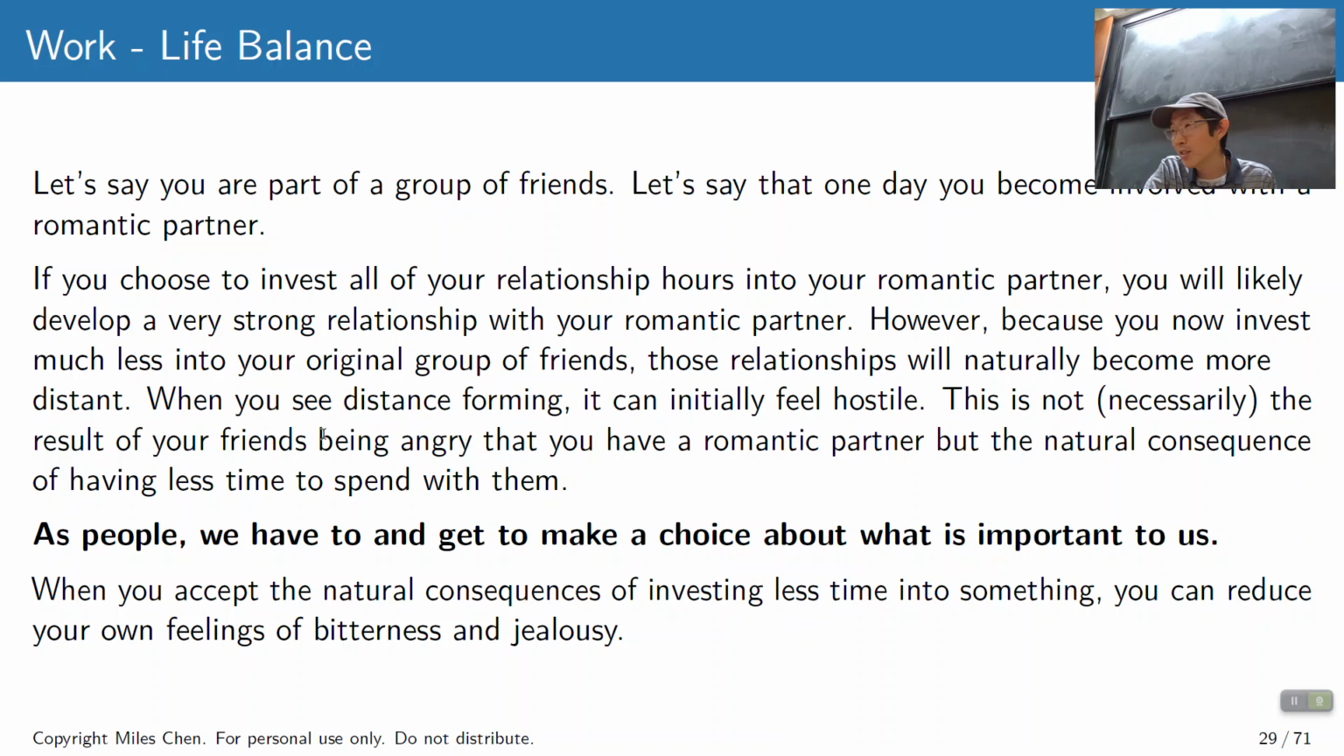And the great thing is you have freedom. You get to choose what's important to you. And I think people who struggle with work-life balance feel like they don't have a choice between what's important.